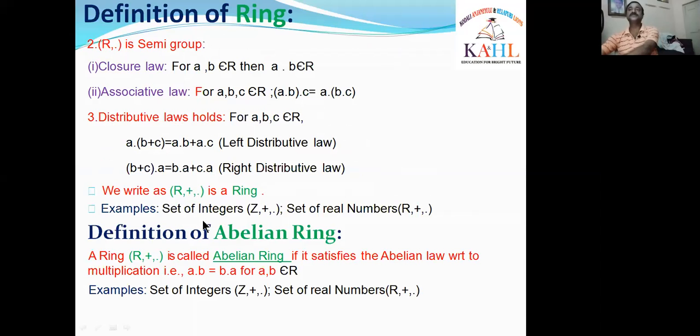What are the examples for this one? The set of integers (Z, +, ·) and the set of real numbers (R, +, ·) are both examples of this ring. And the definition of abelian ring: a ring (R, +, ·) is said to be an abelian ring if it satisfies the abelian law with respect to multiplication, that is a·b = b·a. The examples are the same as for the ring, that is the set of integers (Z, +, ·) and the set of real numbers (R, +, ·). Both are examples of this abelian ring.